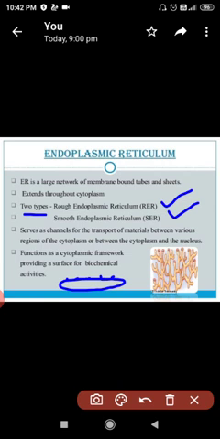Got it? Now come to the next one, that is smooth endoplasmic reticulum. So what is this SER? It consists mainly of tubules and vesicles. As the name suggests, SER means smooth endoplasmic reticulum. So when we draw it, it would be like this only. Okay. Now it is free of ribosomes and is more abundant near the peripheral part of the cytoplasm, where it may be attached to the plasma membrane.